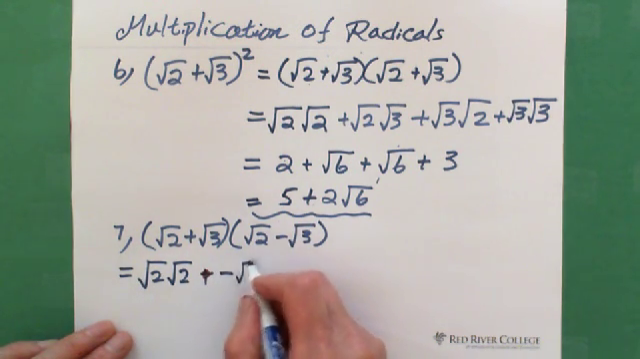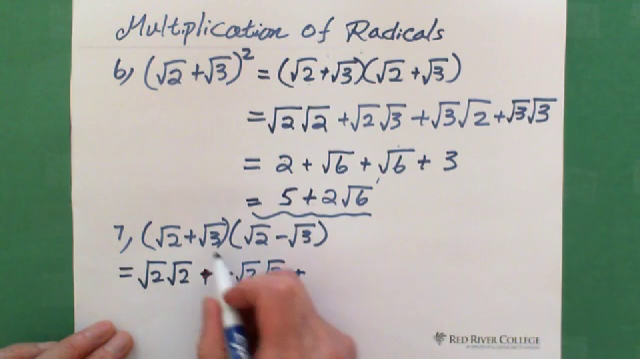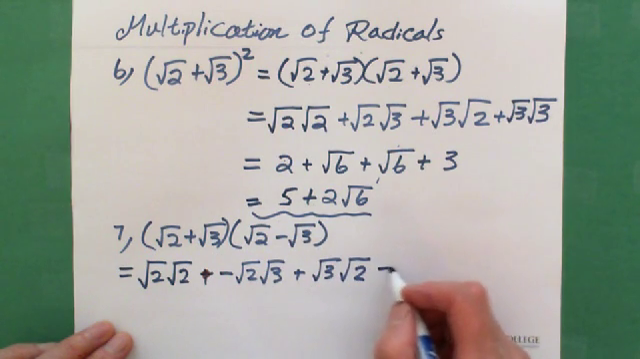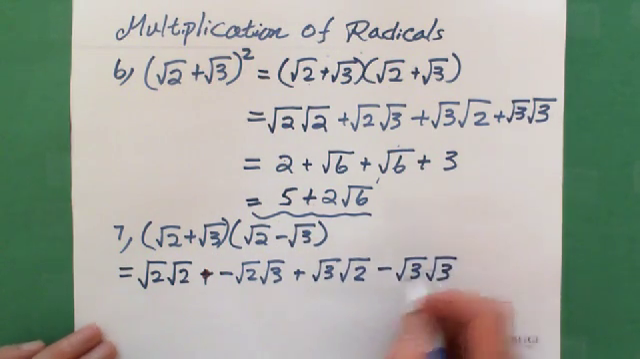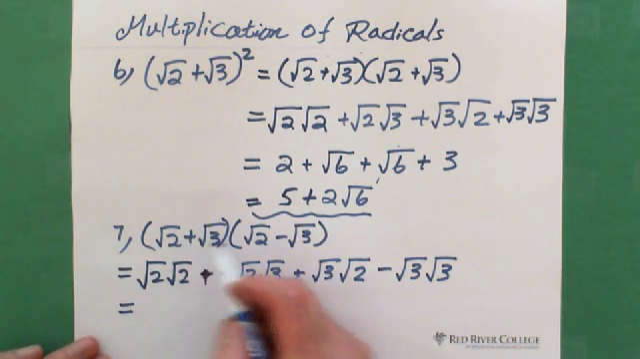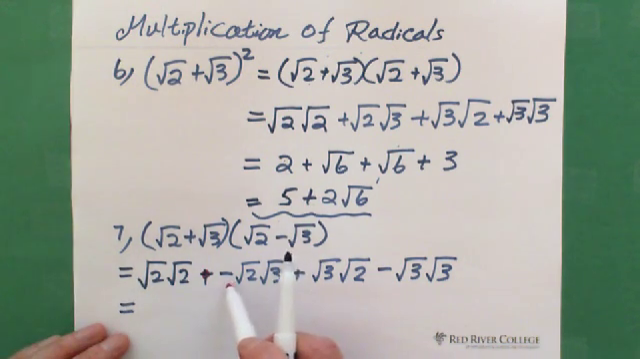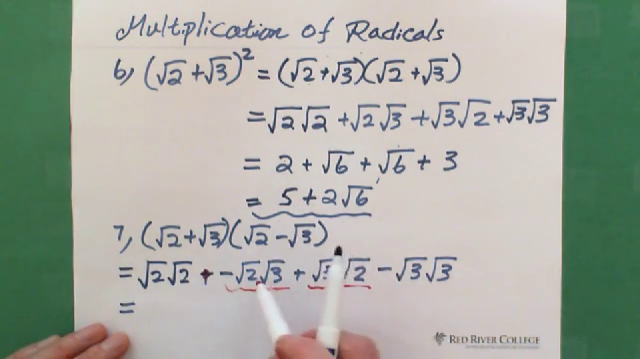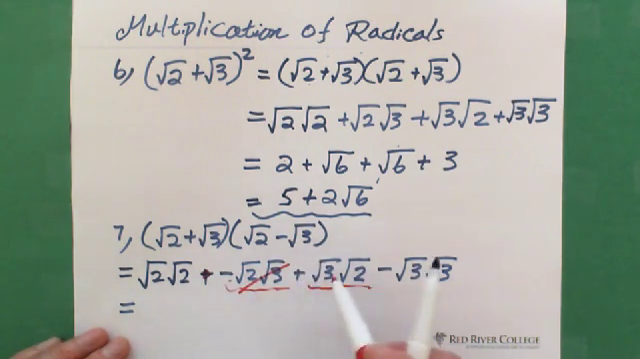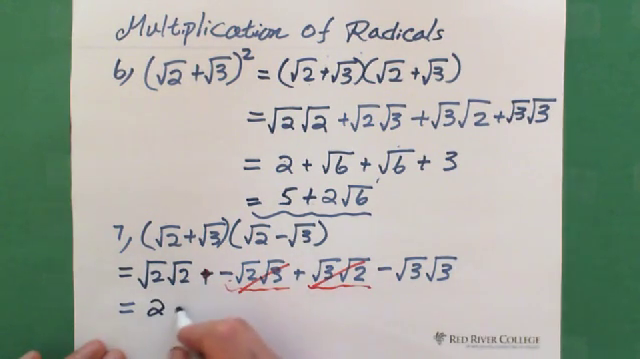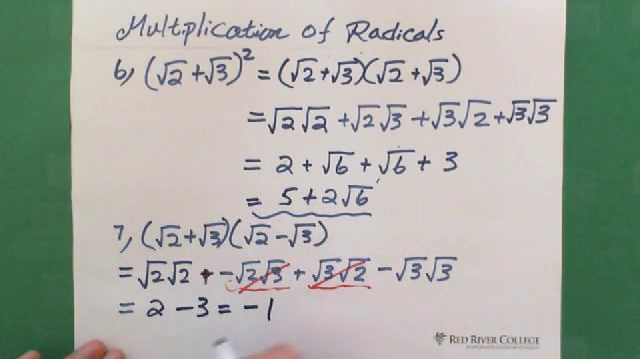minus root 2 times root 3, plus root 3 times root 2, minus root 3 times root 3. Then you can see, because one is plus, one is minus, when they distribute for you, one is minus, one is plus, exactly the same. You get root 6, root 6. So these two are exactly the same but opposite sign, we can cancel each other. So the answer is this one got the 2, this one got the 3. The answer is -1.